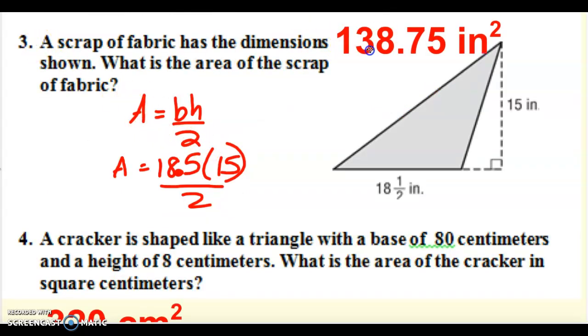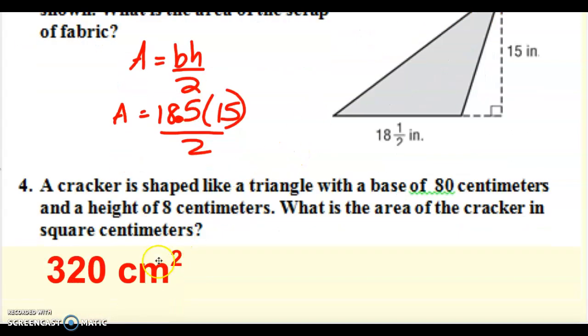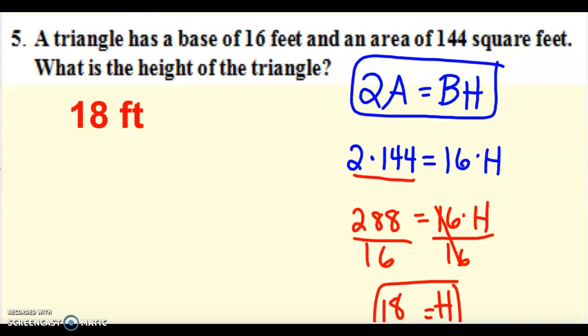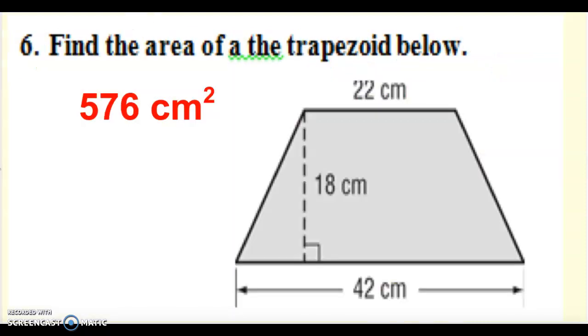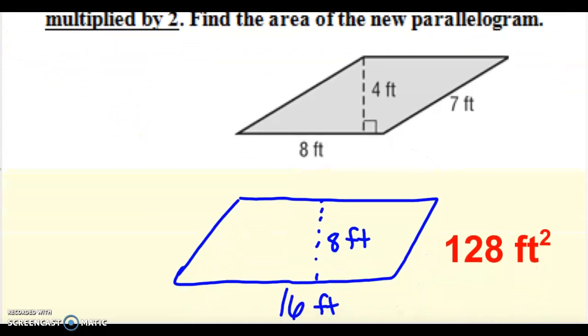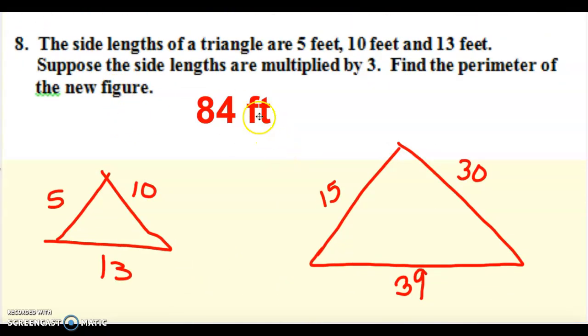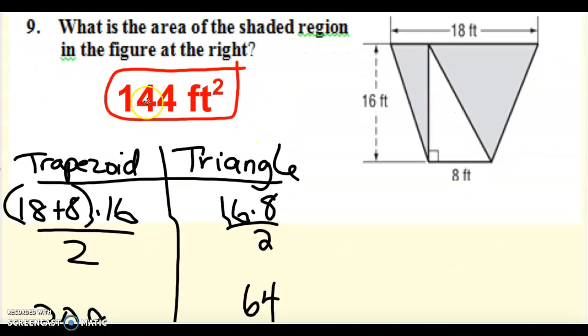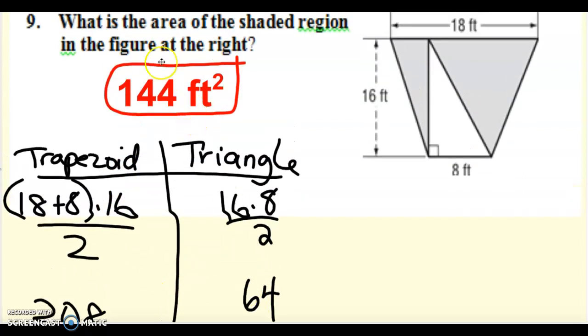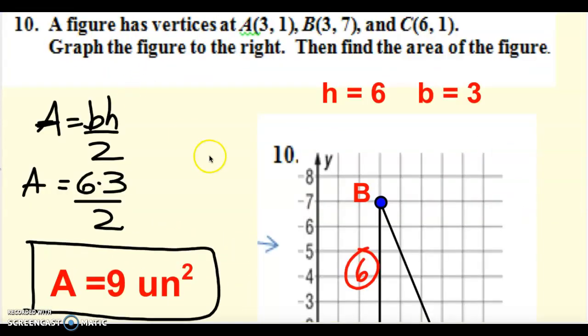Number 3's answer is right here. This is number 4's answer. Number 5, number 6, 7, 8, this is the answer. 9, I found the area of the trapezoid and the triangle and subtracted them. And I got 144 feet squared.